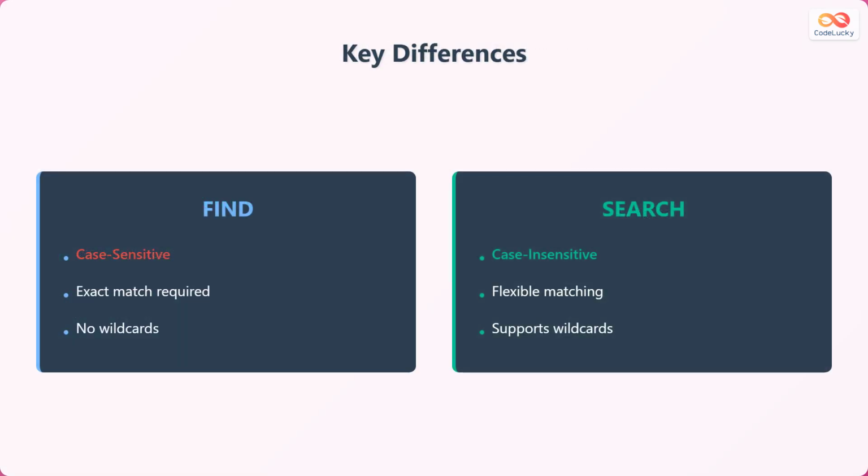Let's summarize the key differences between the FIND and SEARCH functions. The FIND function is case-sensitive, requiring an exact match between the text you're searching for and the text within which you're searching. It does not support wildcards. On the other hand, the SEARCH function is case-insensitive, offering more flexible matching. It also supports the use of wildcards, allowing for more versatile searches.